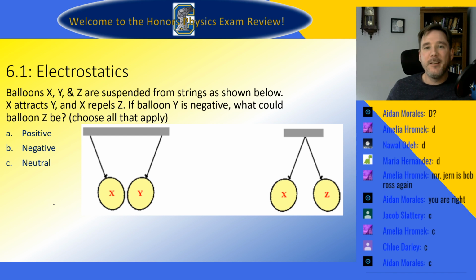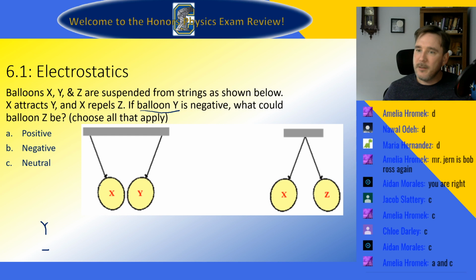All right. So it says X, Y, and Z, and so on. Okay. It starts with balloon Y, so I'm going to start with that with my chart. Balloon Y is negative. All right. This one's going to be a little bit easier than some of the other ones. But you've got to start with whatever balloon it tells you is negative. And it wants to know A and C.